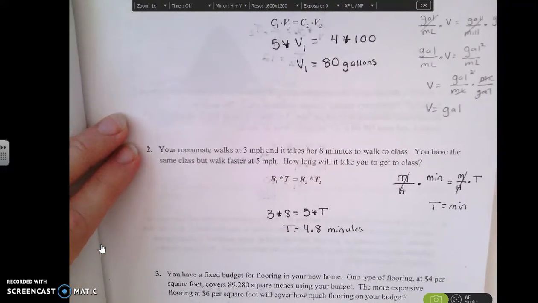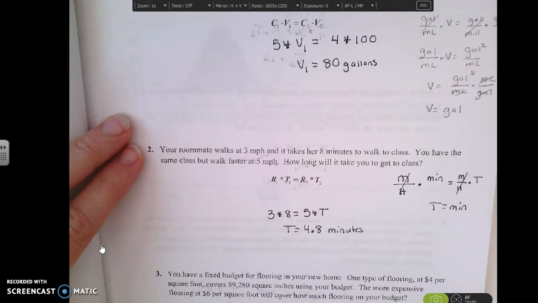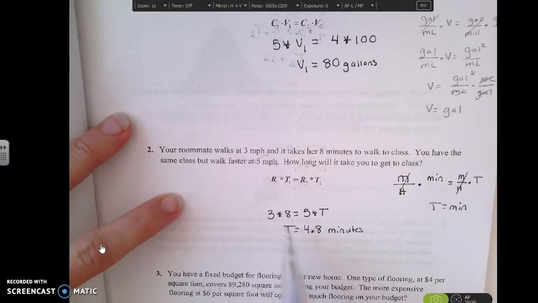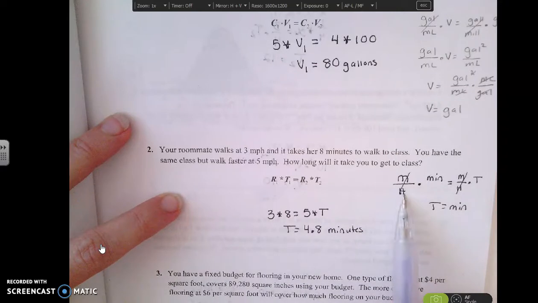This one, your roommate walks 3 miles per hour and it takes her 8 minutes to get to the same class, and you walk 5 miles per hour. So how many minutes is it going to take you? Even though the units aren't the same, the miles per hour and the minutes, the miles per hour on each side basically cancel out, and all you're left with are the minutes. So 3 is your roommate and 8 minutes, and 5 is you, and your time would be 4.8 minutes.